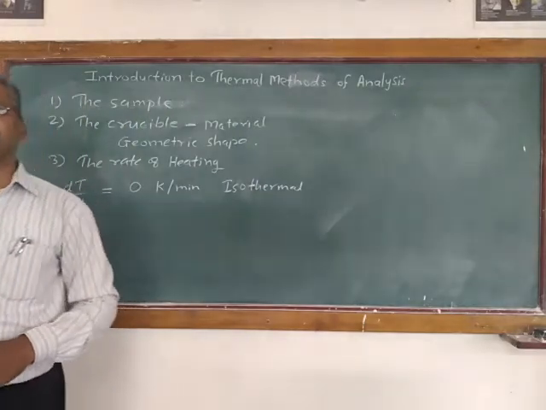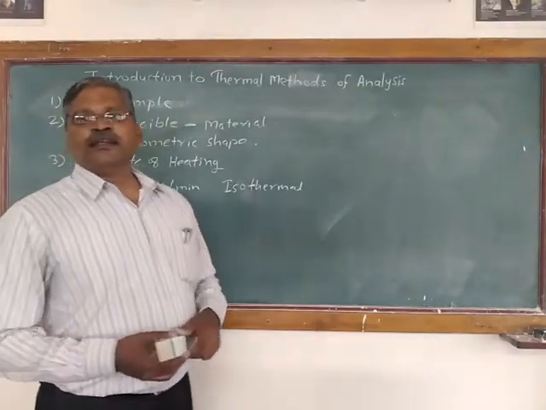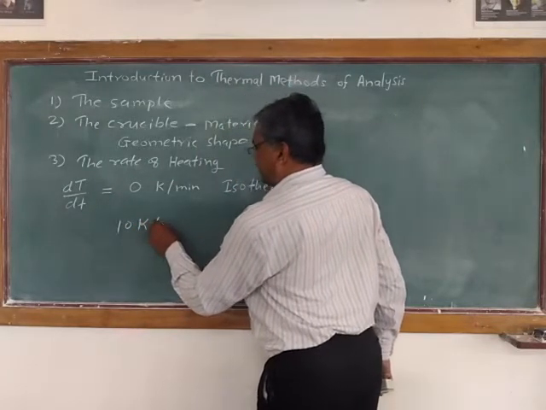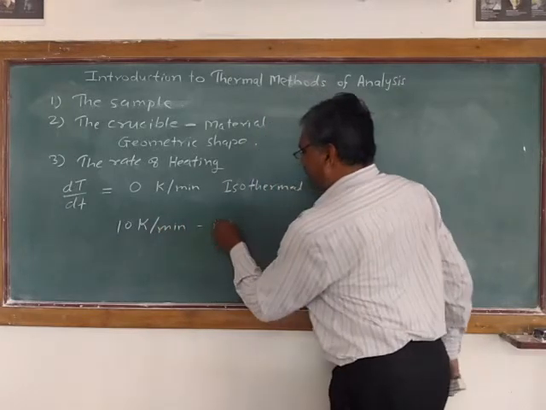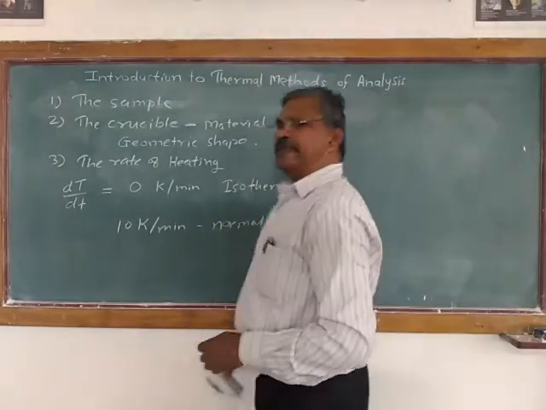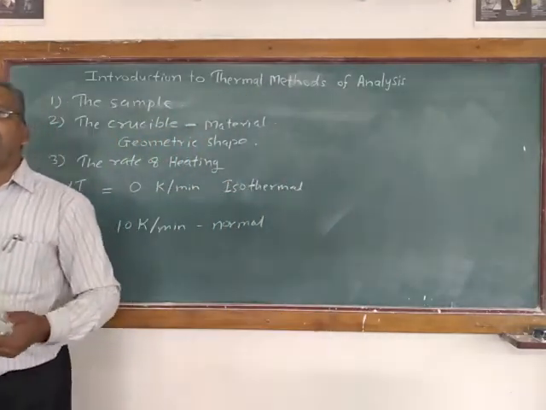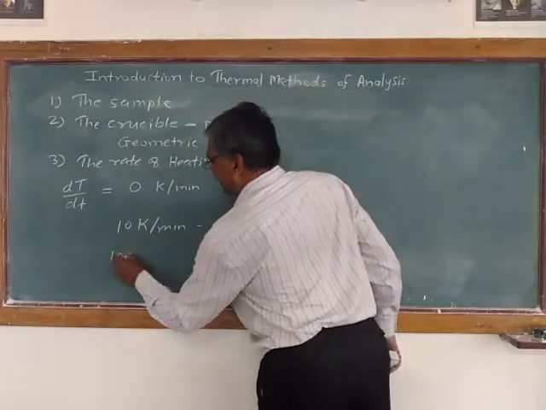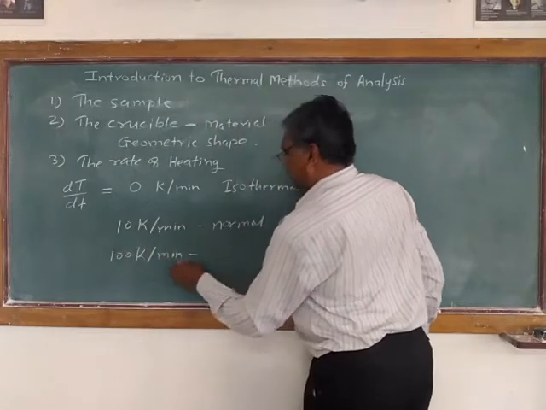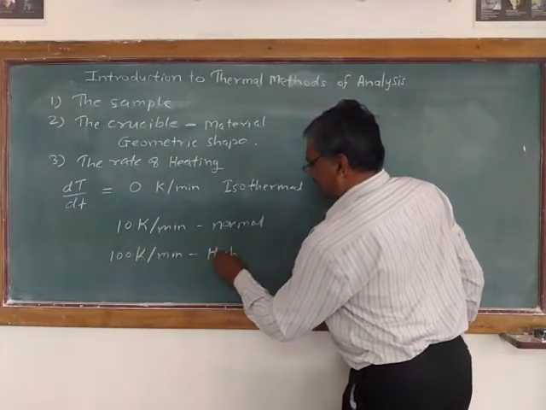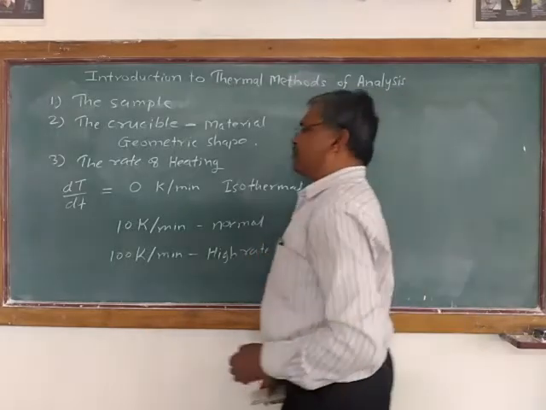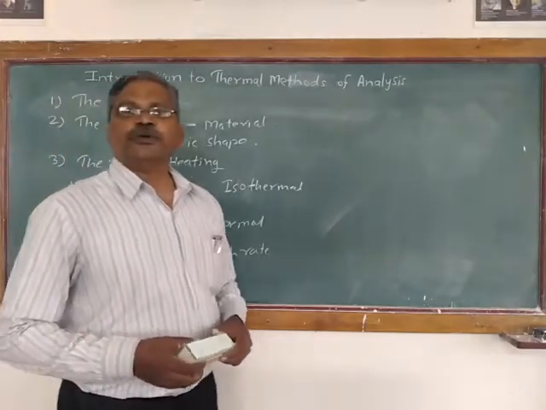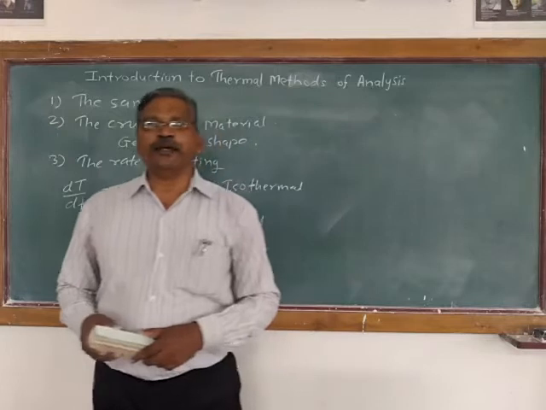The normal heating rate is about 10 Kelvin per minute. That heating rate may go as high as 100 Kelvin per minute, so this is the high rate. So we can change the heating rate, and the nature of the thermal analysis curve also depends on this heating rate.